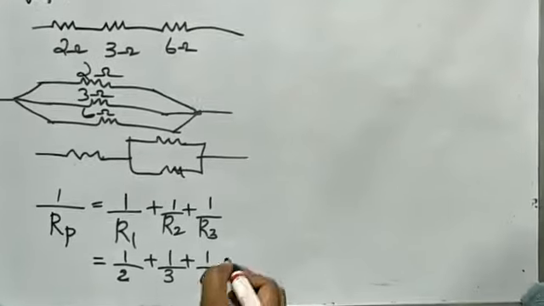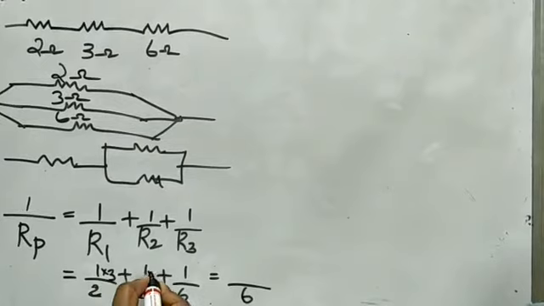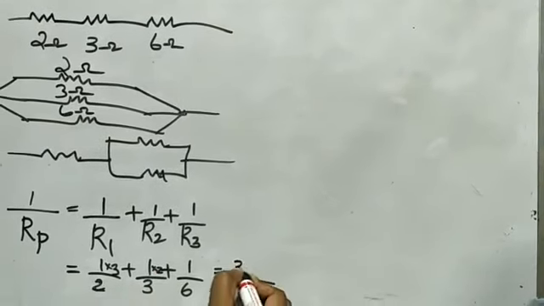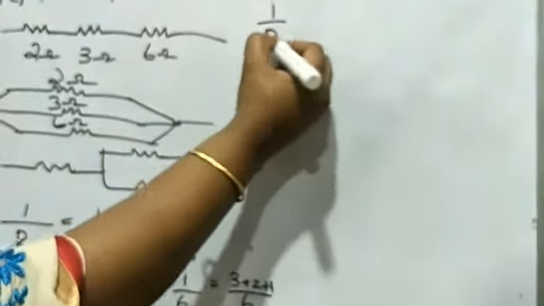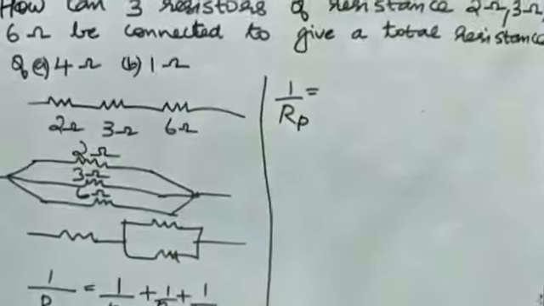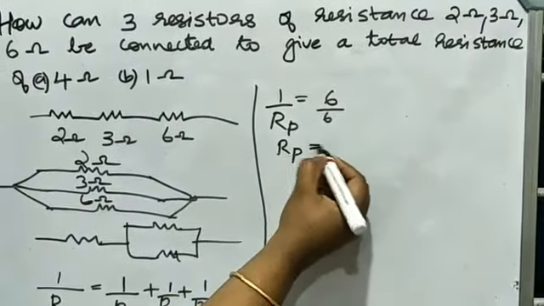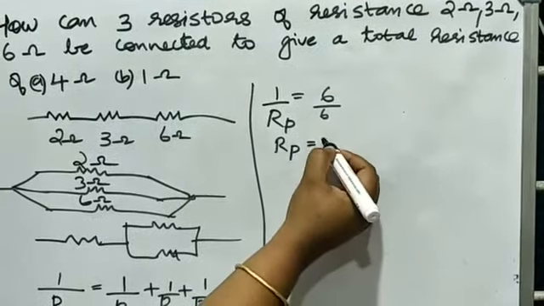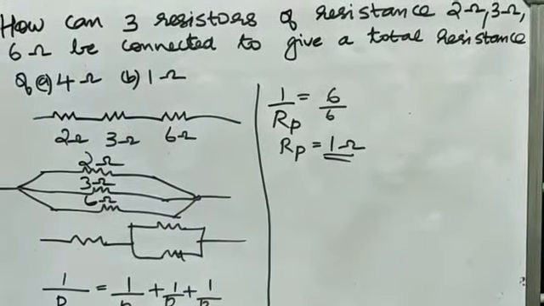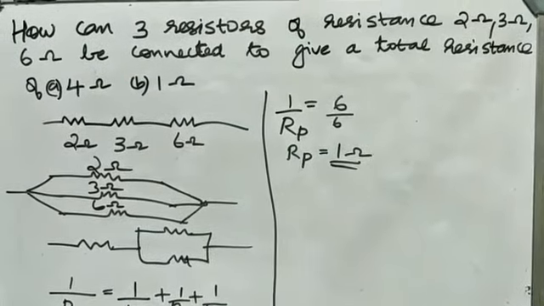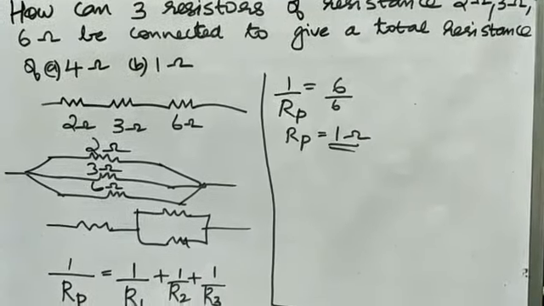Taking the LCM, you will get it as 6. So 2 into 3, here into 2. So you will be having the answer 3 plus 2 plus 1. So what will be coming here? 1 by Rp is equal to 6 by 6. So Rp is equal to, again 6 by 6, you will be getting 1 ohm. Okay, so how can we connect for getting the effective resistance 1 ohm with the help of these 3 resistors? By connecting all of them in parallel.